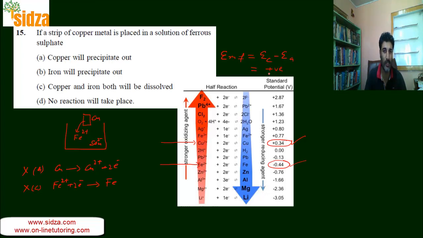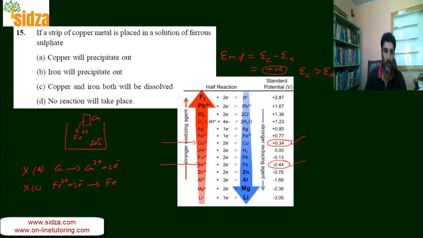If the EMF of the cell is negative or zero, the reaction is not possible. The EMF can be positive only when the reduction potential of the cathode is higher than the reduction potential of the anode. Only then is the reaction spontaneous. Otherwise the reaction is not spontaneous if the EMF is negative.